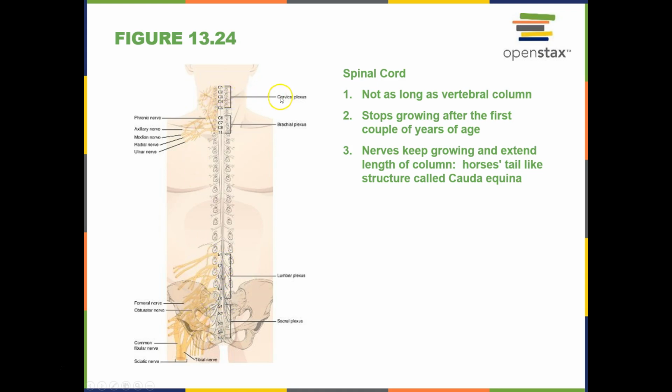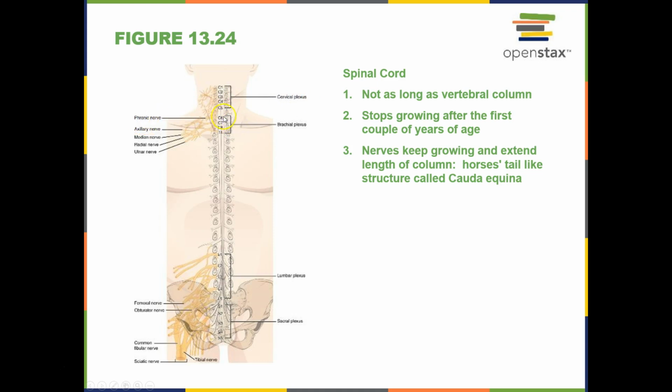There are four major regions of the spinal cord. We have that cervical region. Within that cervical region, multiple nerves are located, and this is known as the cervical plexus. One of the major nerves that I'll talk about is the phrenic nerve.